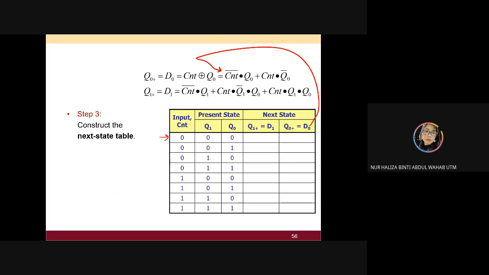So what you need to do is go here, like this. For the first scenario, you have 0, 0, 0. Over here you have CNT0 bar dot Q0, which is 0 dot 0, plus CNT0 dot Q0 bar. If you have a bar, it will toggle. So it will be 1. 1 dot 0 will be 0, plus 0 dot 1 will be 0. Altogether you still get 0. So here will be 0.